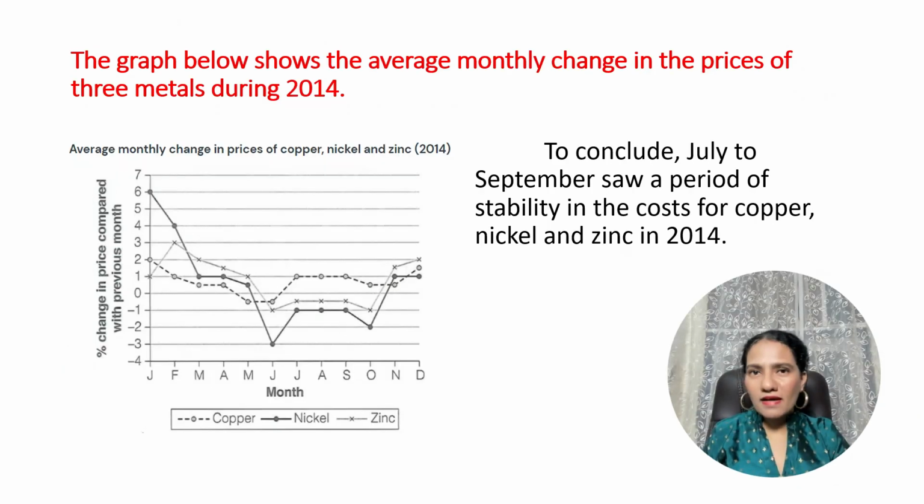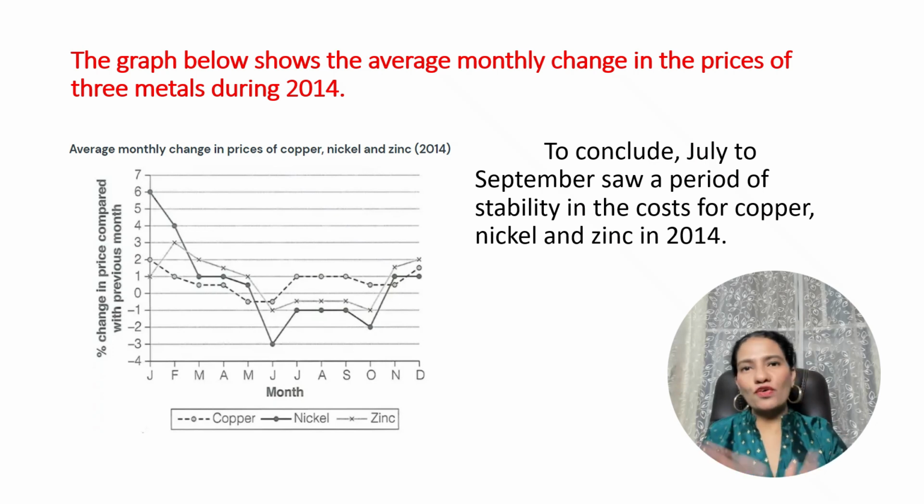And finally, the last paragraph. To conclude, July to September saw a period of stability in the course of copper, nickel, and zinc in 2014. Now you can go ahead and take a screenshot of the next slide and make sure that you write it by hand.